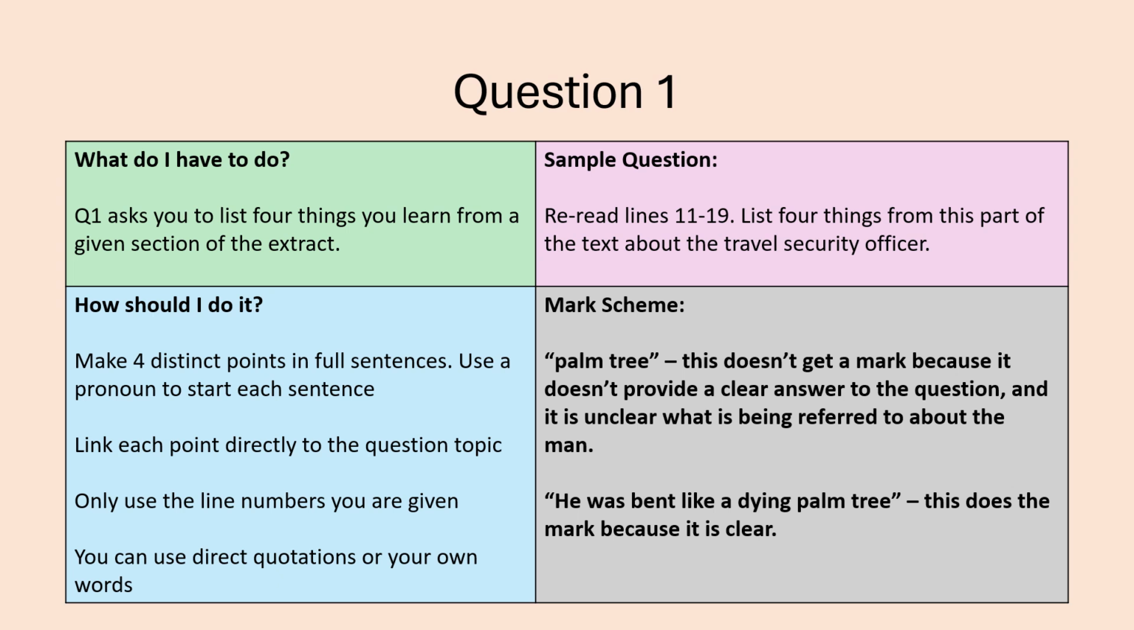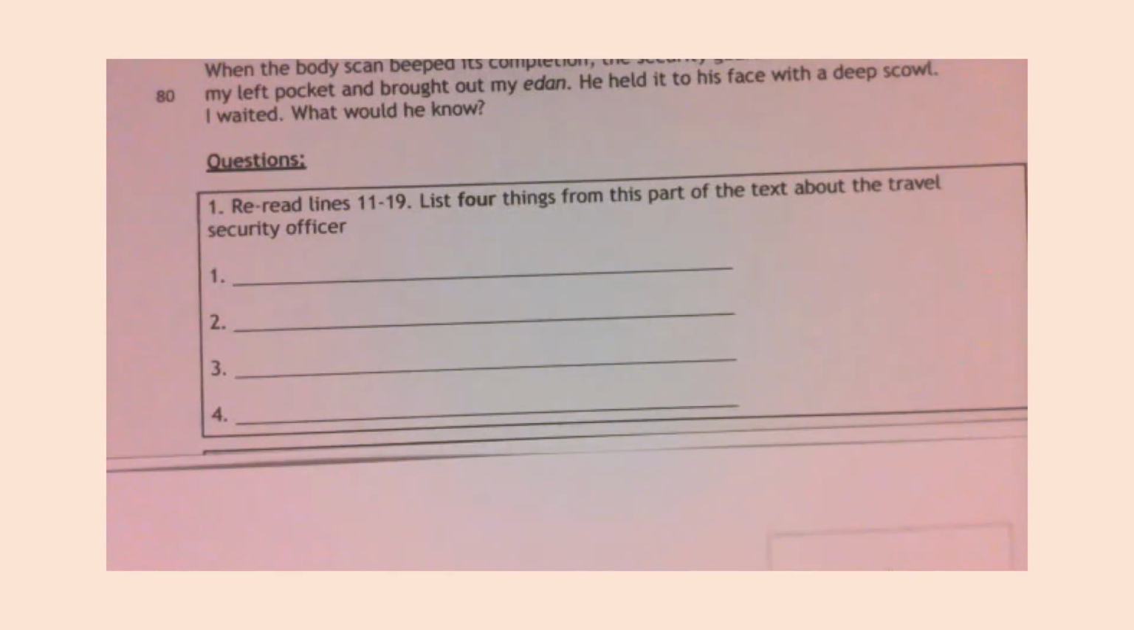When it comes to your answers, we've already said they need to be clear. If you simply put, for example, "moaning", this doesn't get a mark because it doesn't provide a clear answer to the question. It doesn't have a noun or a pronoun and we don't know who is moaning. However, by phrasing it "the child is moaning", this does get a mark because it's clear and links specifically back to the question.